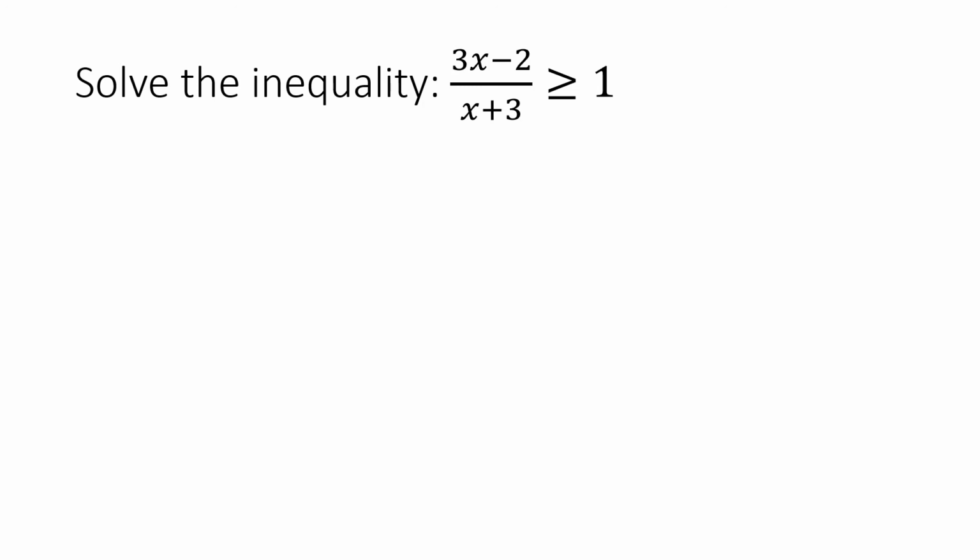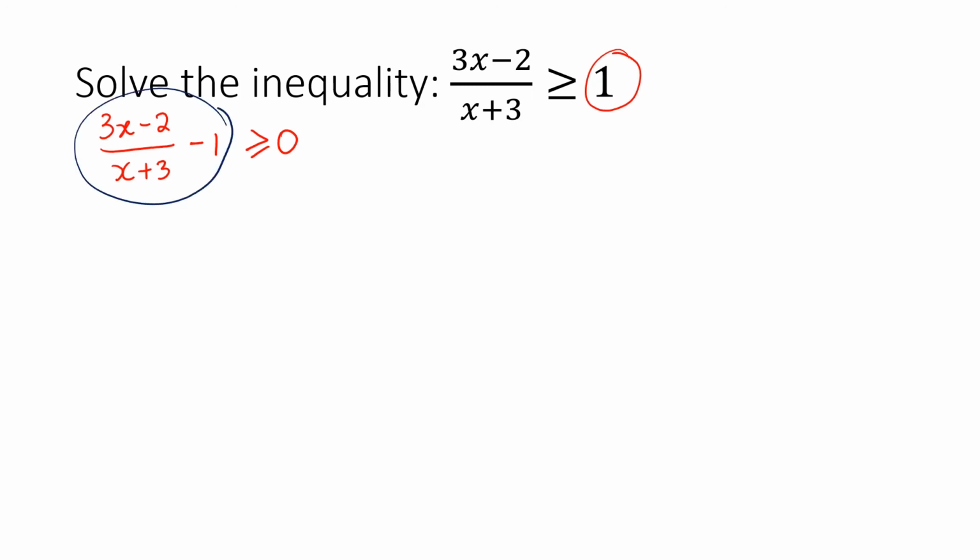Now, first of all, just looking at it, we already see that something is different. The inequality is compared to 1, and this is something we don't want. So our first step is to put it in the format that we need it to be. So we go (3x - 2)/(x + 3), and we subtract 1 is greater than or equal to 0.